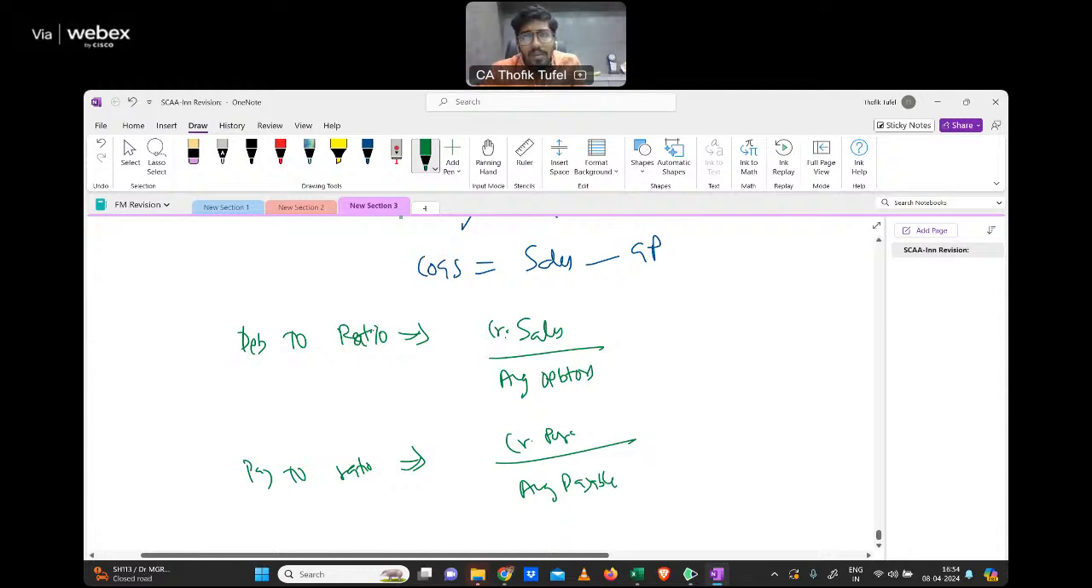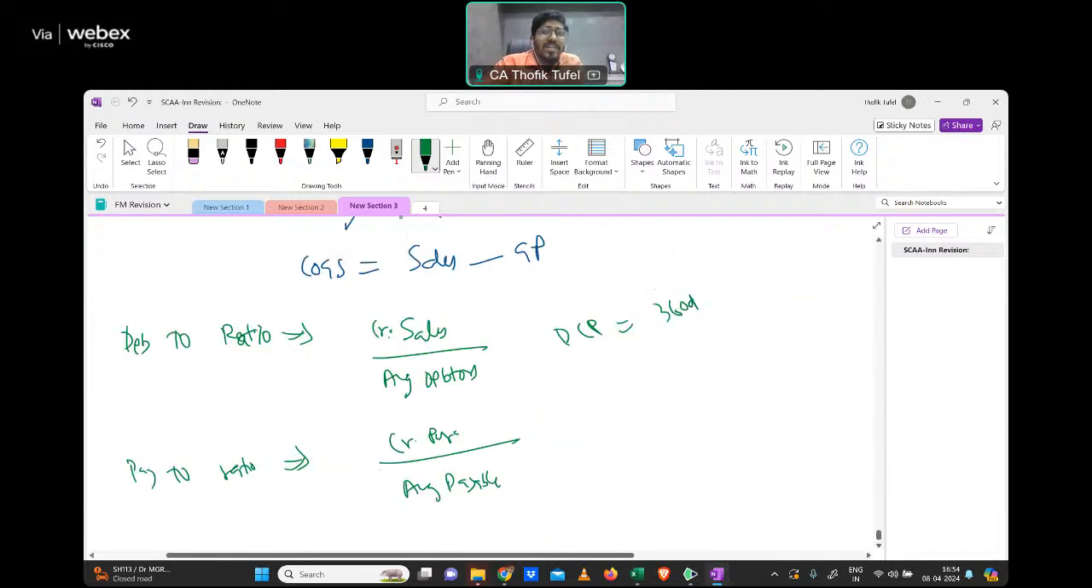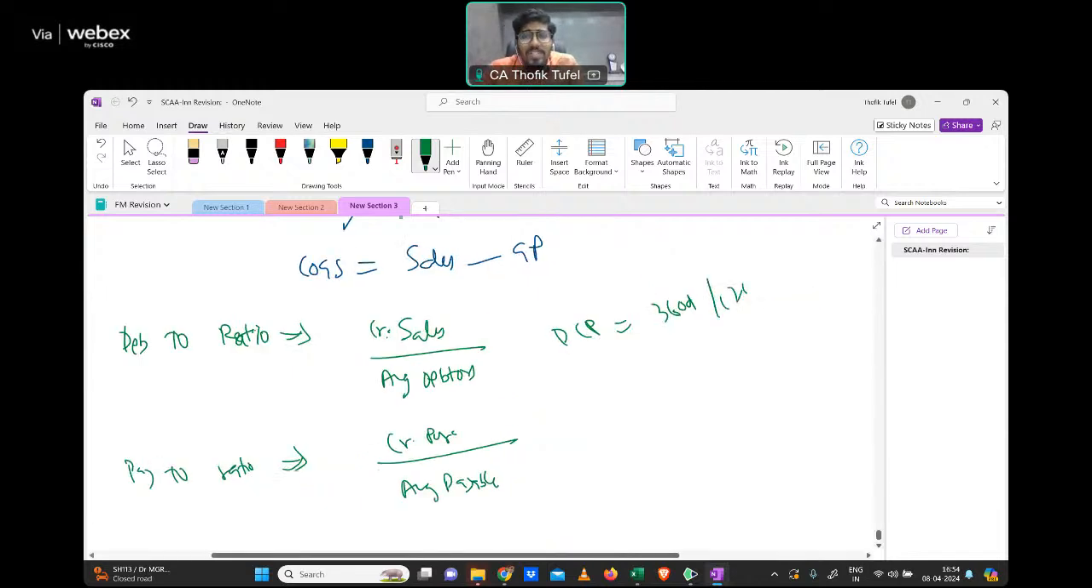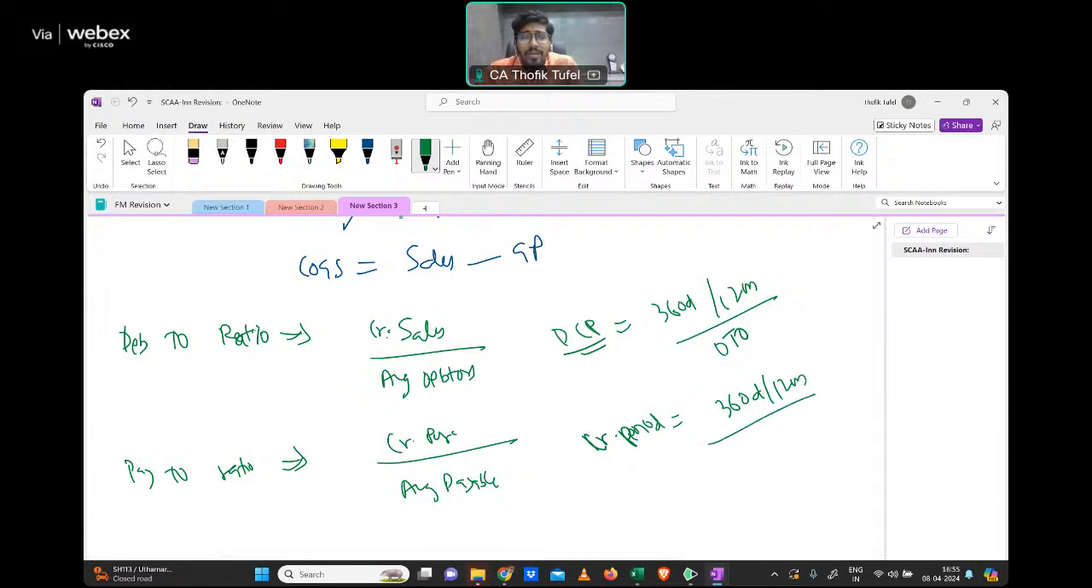The debtors collection period is nothing but 360 days, if it is in days, or 12 months, if it is in months, divided by the debtors turnover ratio. This is the debtors collection period. Same way, the payment period, the credit period for payment, is 360 days or 12 months divided by the payables turnover ratio.